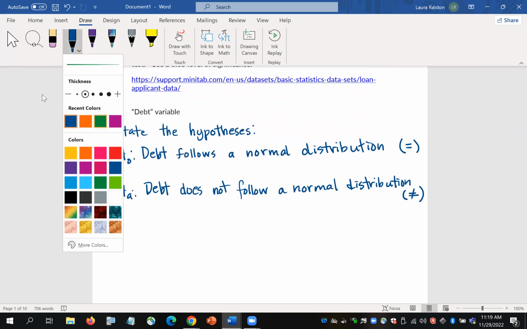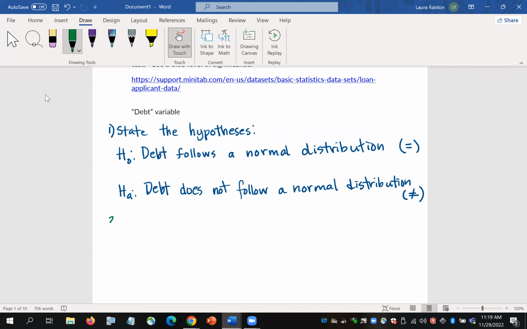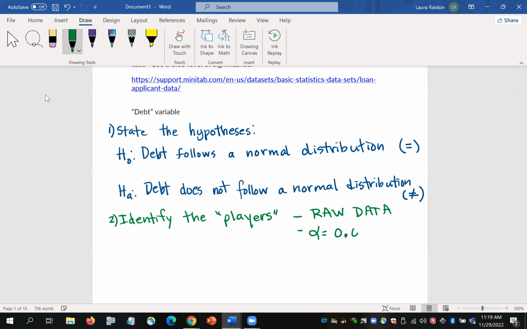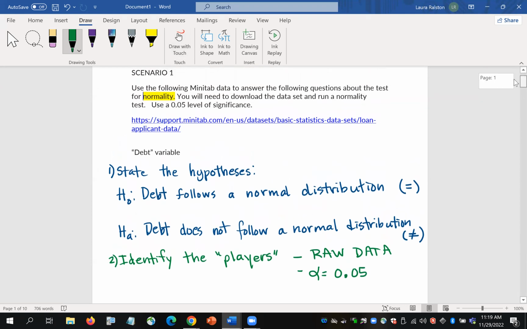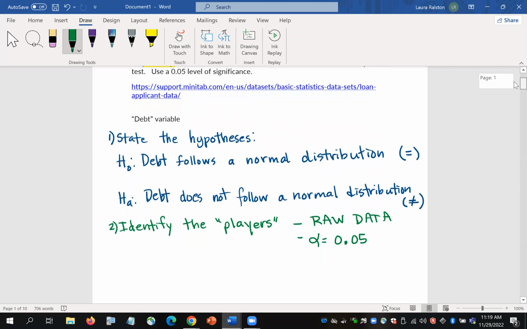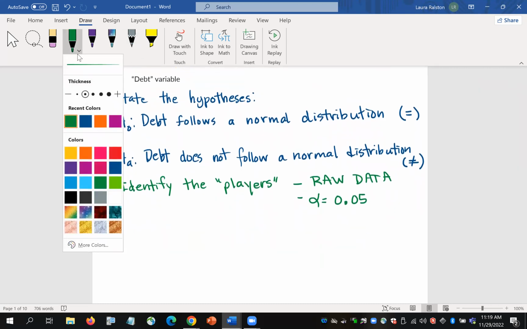Step 2 in the process, of course, is to identify the necessary information. In this particular case, we have the raw data that's given to us in the data set, and we need the alpha, or the level of significance. And I believe, I'll go back and double check, but I believe it told us to use a 0.05 level of significance. It did. Okay, so there's my players.